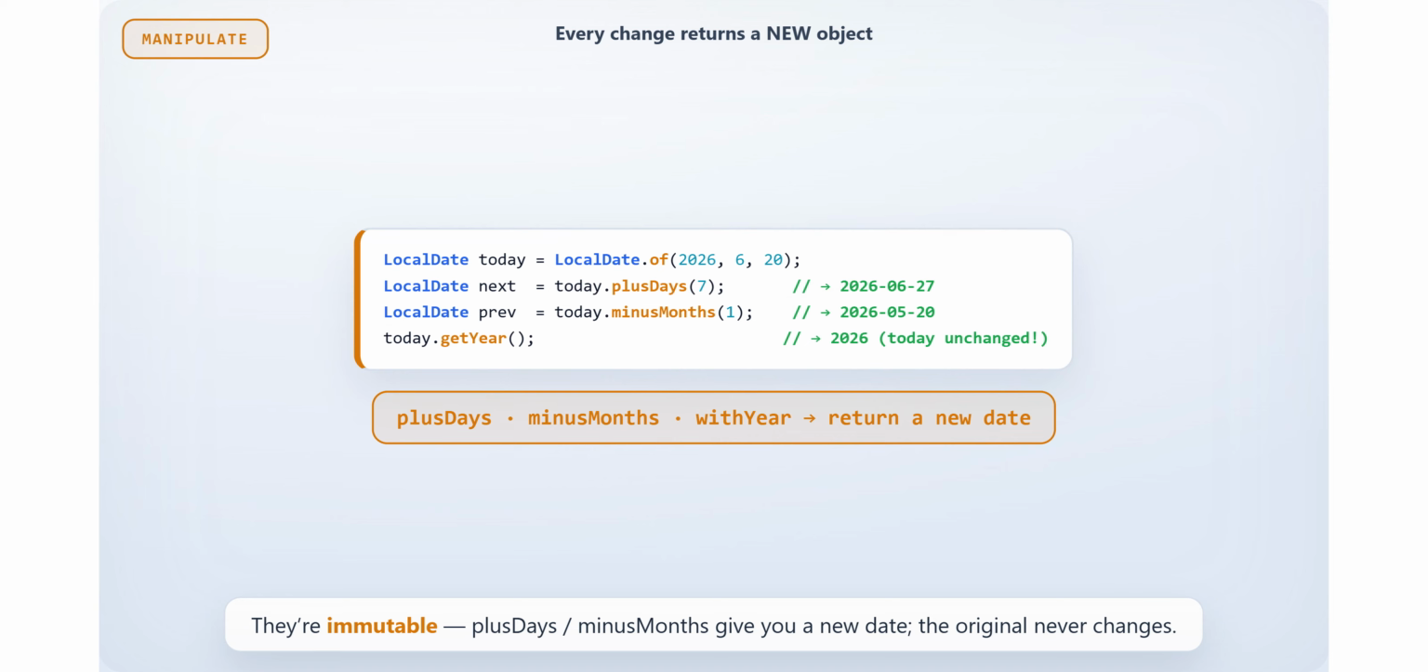Because they're immutable, every change returns a new object. plusDays(7) gives a new date a week later, and minusMonths(1) gives the previous month, while the original today is completely unchanged. That's exactly what makes them safe to share across threads.